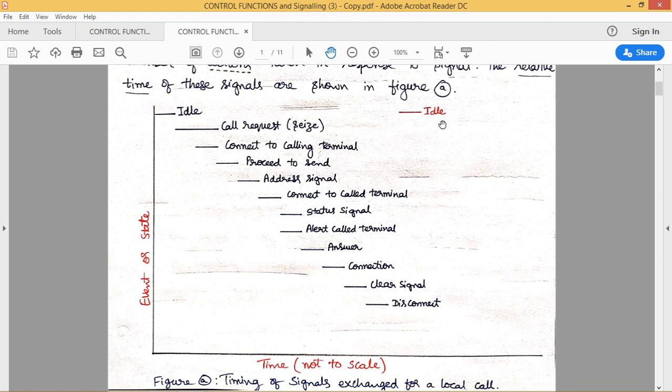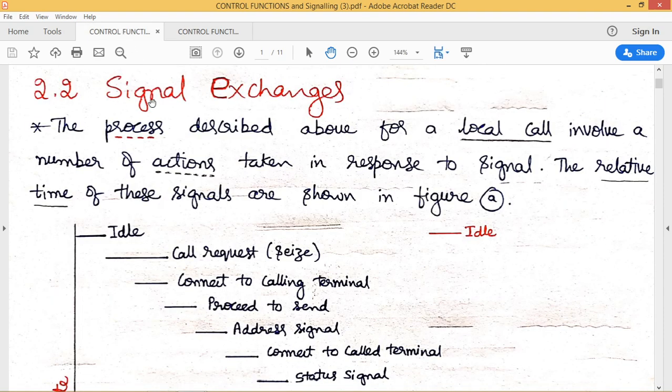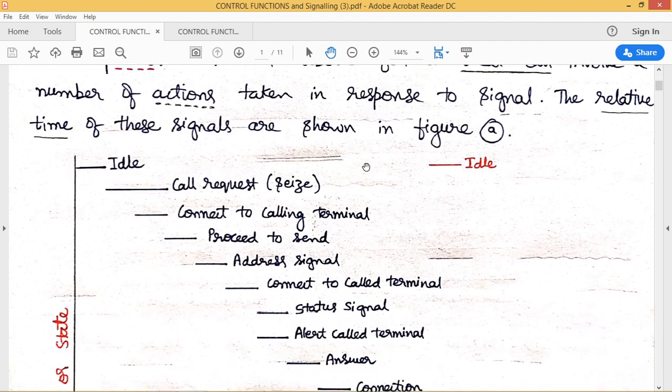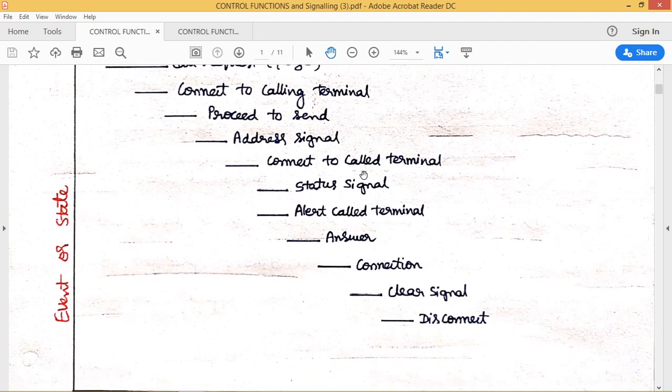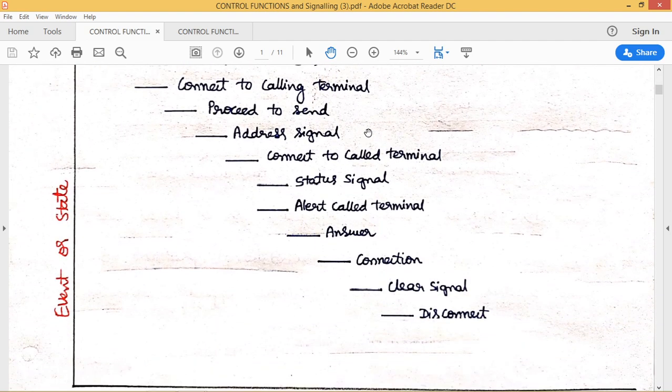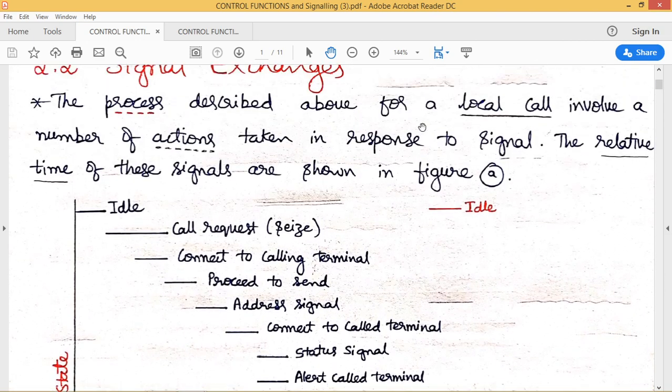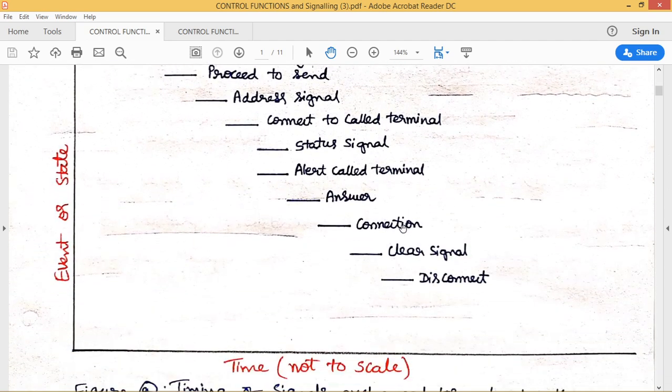Once disconnection takes place, the system comes back to the idle state. Again, if any other end user starts dialing or wants to make a call, these procedures are continued. So these are the signal exchanges that take place inside a telephone system when we are dealing with a local call. Of course, a local call takes place with the help of a local exchange.